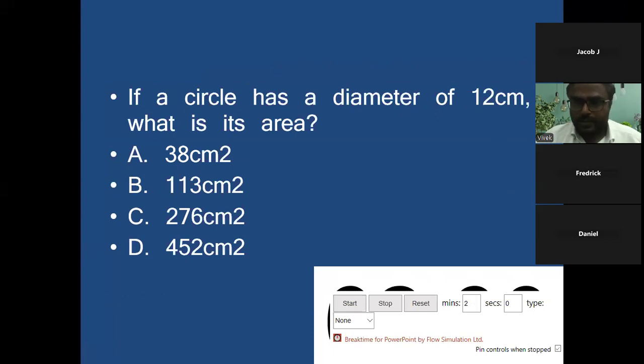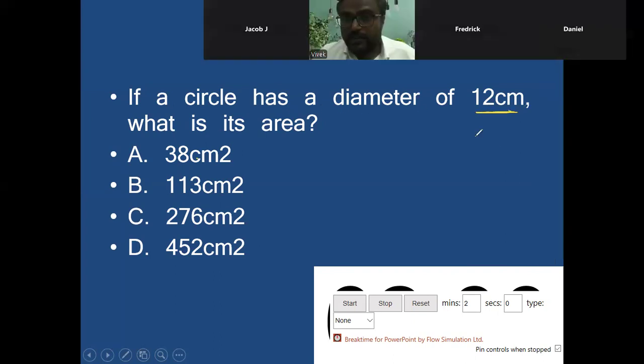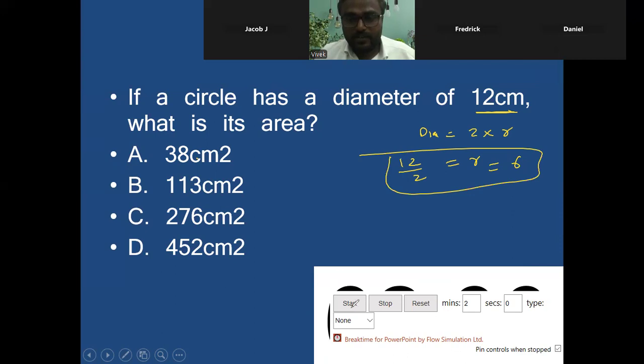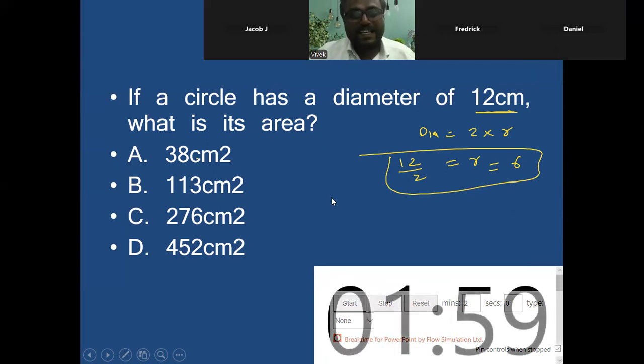Okay. So one question from this circle. Okay, this is the last one, not the previous one. Here we go, guys. If the circle has a diameter of 12 centimeter. So remember, whenever they have given diameter, you just get it into radius first. So radius will be nothing but 12 divided by 2, which is nothing but equal to 6 centimeter. And once you have your radius, find the area.